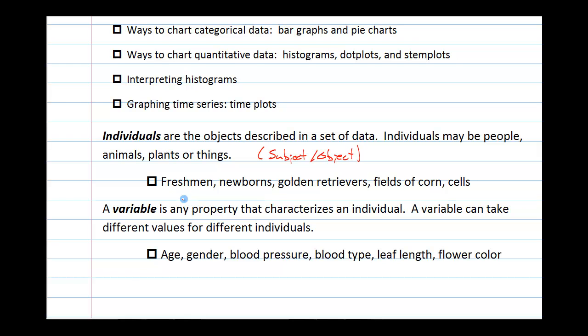Some examples of individuals would be freshmen, newborns, golden retrievers if we were looking, let's say, at hip dysplasia, fields of corn, looking to see if they had smut on them or not, particular cells. Now would be a good time to pause and take a couple seconds to see if you can describe some subjects that would be of interest to you in your area of study or even in any particular areas of interest that you have.